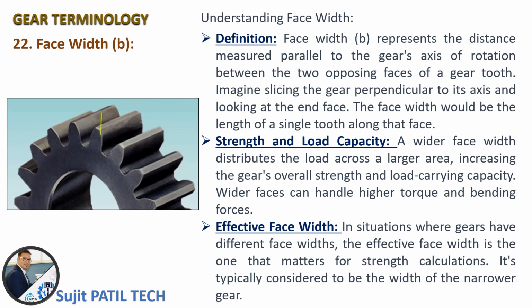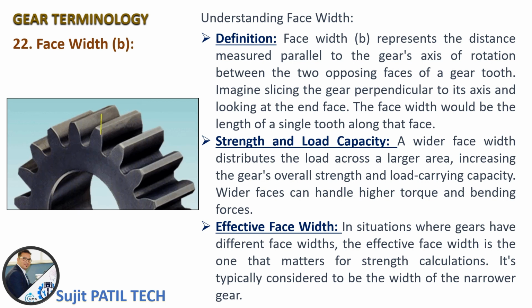Understanding face width. Definition: face width B represents the distance measured parallel to the gear's axis of rotation between the two opposing faces of a gear tooth. Imagine slicing the gear perpendicular to its axis and looking at the end face. The face width would be the length of a single tooth along that face.